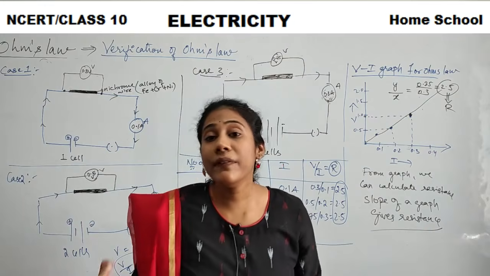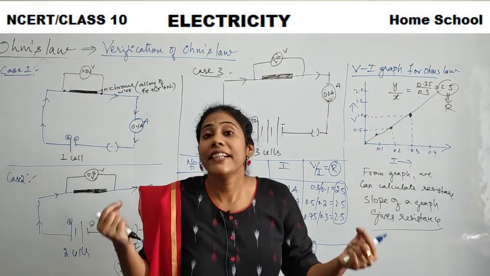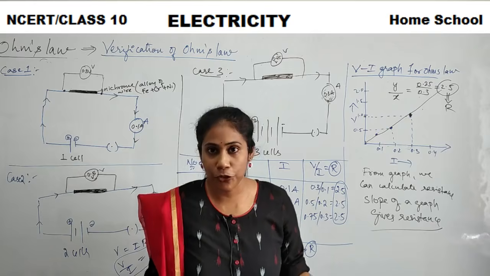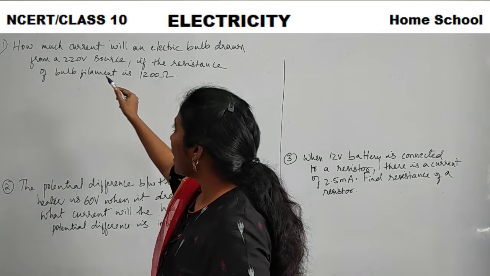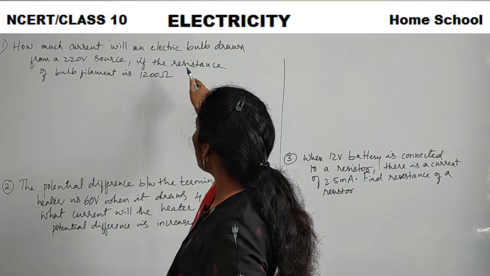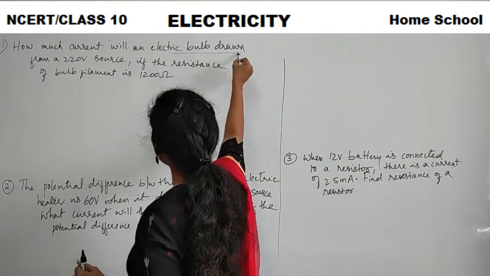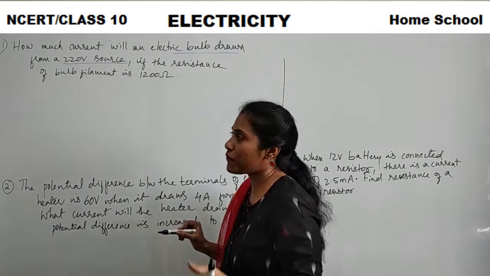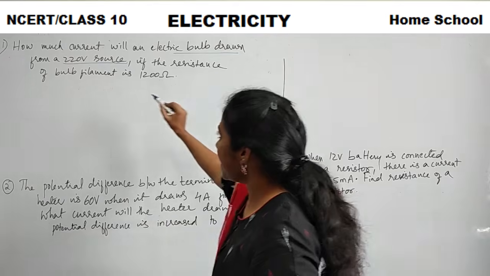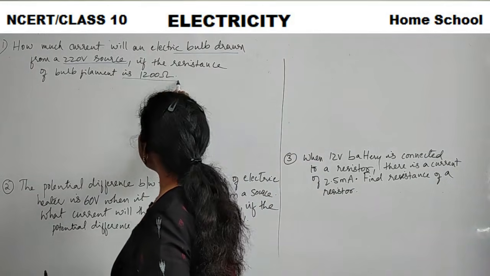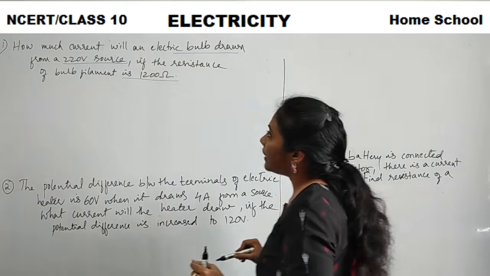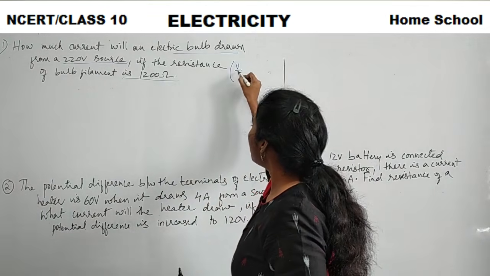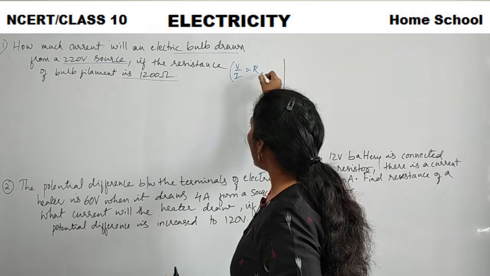So this is all about the verification of Ohm's law. And now we will go for some varieties of numericals on Ohm's law. Different models I'll show you. Look at the first problem. How much current will an electric bulb draw from a 220 volts source if the resistance of the bulb filament is 1200 ohms? Remember, guys, we all know the formula V by I is equal to R, right?